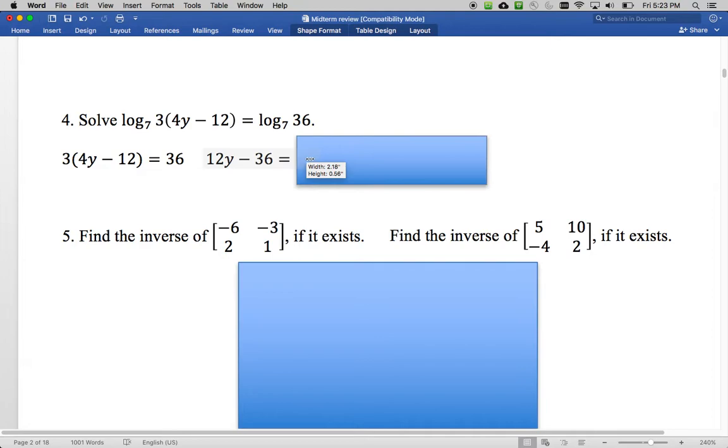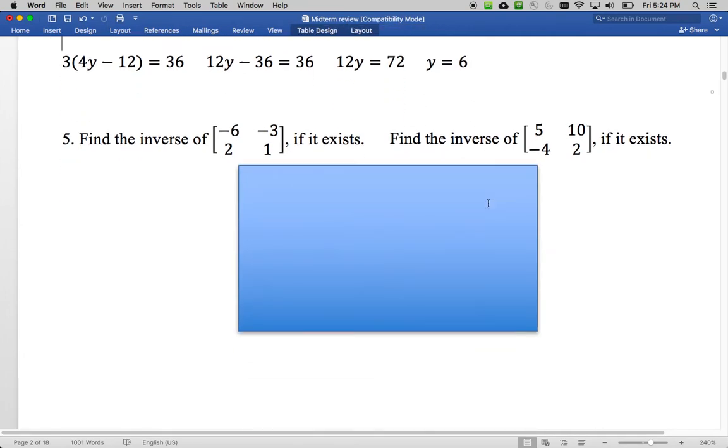And then when you move this -36 to the other side, you end up with 12y equals 72. Divide both sides by 12, and you get y equals 6.